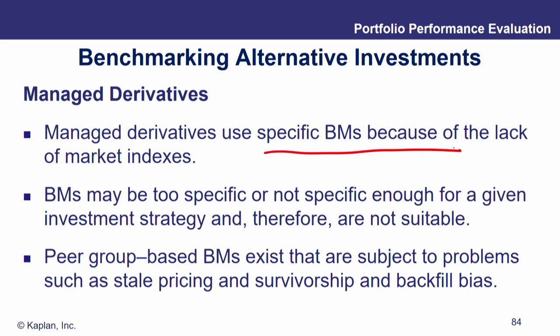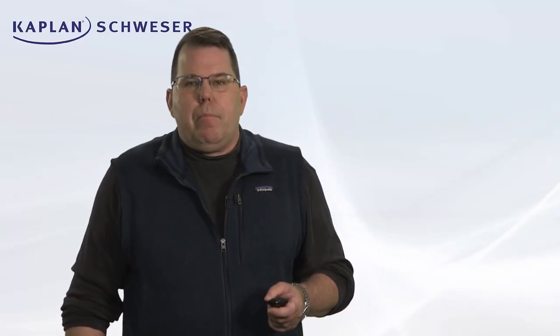They use specific benchmarks because there's a lack of market indices. So these benchmarks may be too specific or not specific enough, and therefore not at all suitable. And there are peer groups, but just like any peer group, it's self-reporting. They don't report all the time, so there's stale repricing, there's survivorship, and there are even backfill biases also. So again, there are some problems in managed derivatives.